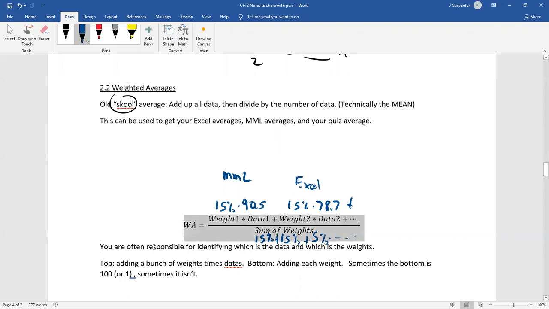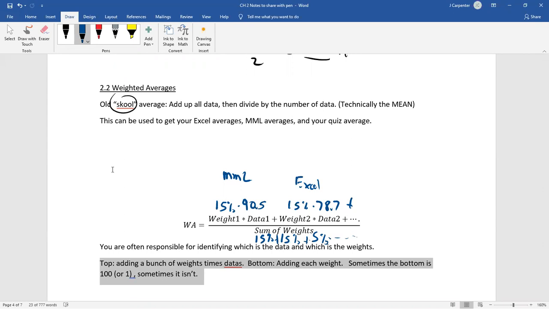But one small issue is you're generally going to be responsible for identifying which is the data and which is the weights. Now, I just explained for a grading system, the weight is the percentage that's set up in a syllabus, for instance, and then the data is the grade you earn. And then this triplicate of sentences is just explaining everything I just said out loud. The top is adding a bunch of weight times datas. The bottom is just adding the weights.